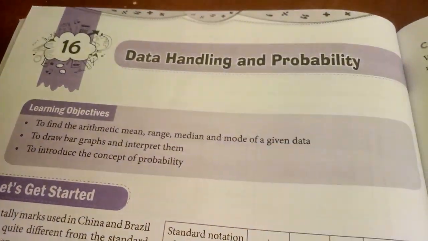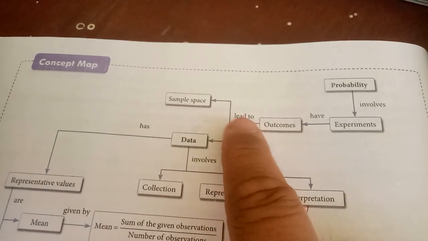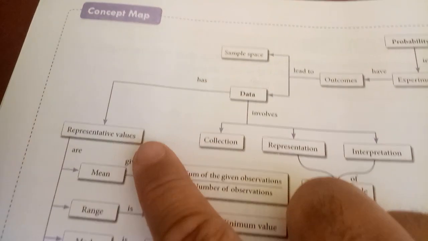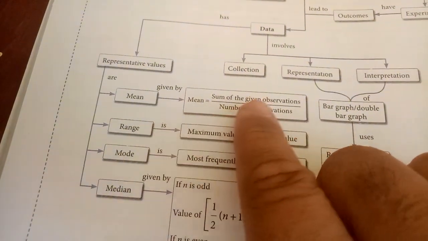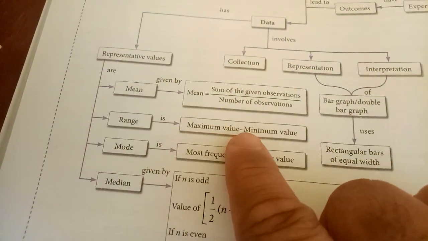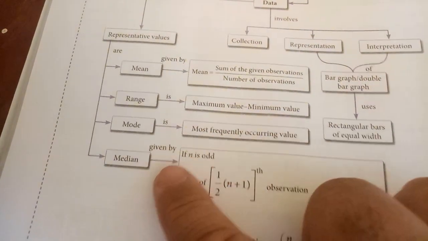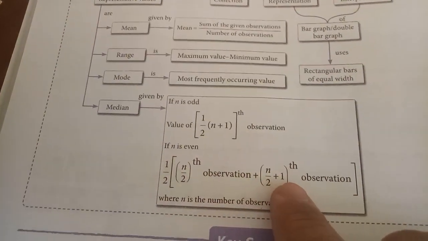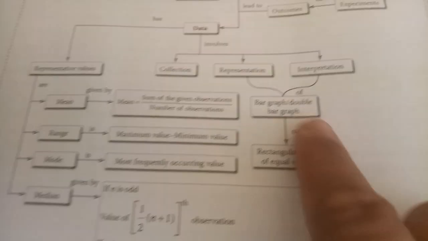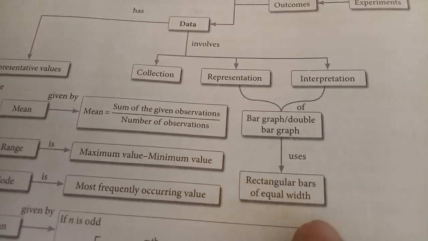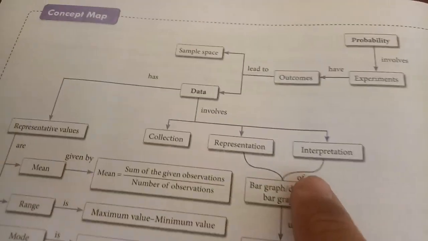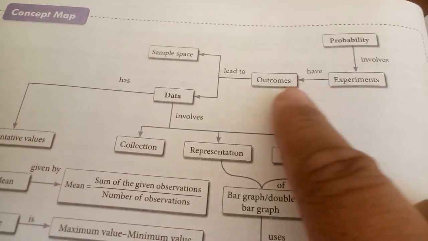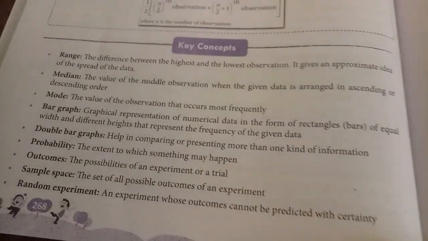Chapter 16, Data handling and probability. Data leads to collection of information, representation and interpretation, in the sample space. Data has a representative value, or mean. Mean is the sum of all observations divided by the number of observations. Range is the maximum value minus the minimum value. Mode is the most frequently occurring value. Median: if n is odd, the (n plus 1)/2 th value; if n is even, the average of the n/2 th and (n/2 plus 1) th values, where n is the number of observations. Representation by bar graph and double bar graph, rectangles with equal width; interpretation also comes from this. The data sample has outcomes, and probability involves an experiment with chance outcomes, leading to 1/2, for example.